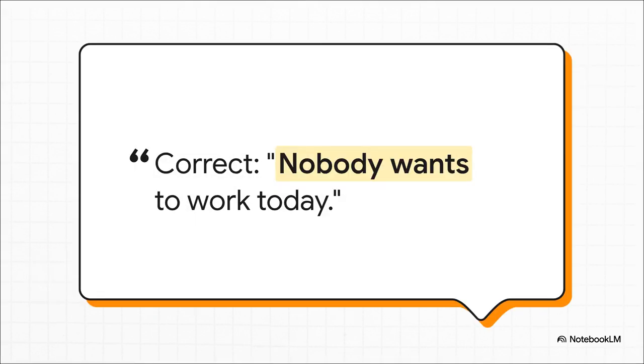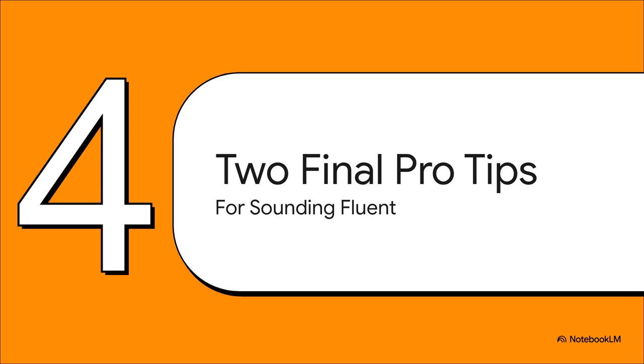Check this out. The correct way to say it is nobody wants to work today. The no is already inside the word nobody, so the verb wants stays positive. Saying nobody doesn't want to work is like having two negatives fighting each other, and in standard English, that's a no-go. Fantastic. You have the system, you have the rules, you're pretty much there.